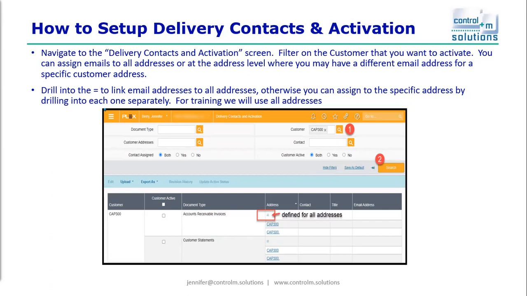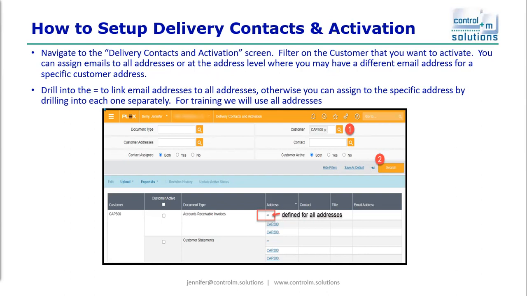Otherwise, if you're doing it one at a time, you can enter in your customer code and then do a search. So for this example, I just entered in our customer of CAP 300 and hit search, and that would come up. And we have two options: the accounts receivable invoices and the customer statements. And this is where you're going to be linking your contacts.